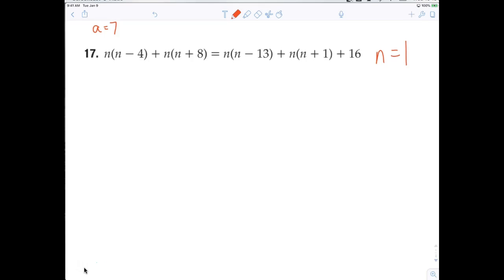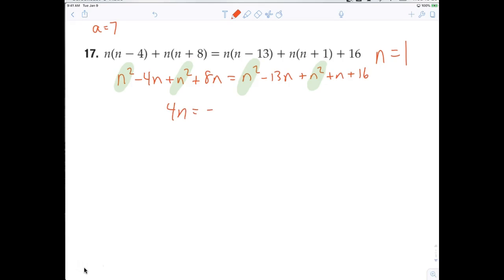N squared minus 4n plus n squared plus 8n equals n squared minus 13n plus n squared plus n plus 16. Again, take a look at the n squareds. What's probably going to happen? They cancel out. And so now you just have to be careful with your simplifying. 4n is equal to negative 12n plus 16, right? So 16n equals 16. Now look, guys, honestly, that's how it should be solved.